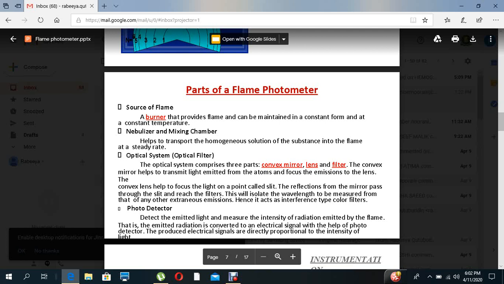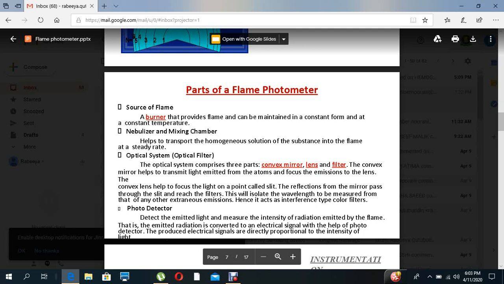The optical system comprises three parts: convex mirror, lens, and filter. The convex mirror helps to transmit light emitted from the atoms and focus the emissions to the lens. The convex lens helps to focus the light on a point called the slit. The reflections from the mirror pass through the slit and reach the filters. This will isolate the wavelength to be measured from any other extraneous emissions. Hence, it acts as an interference type color filter.